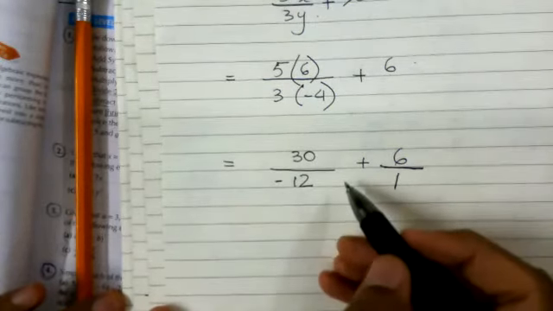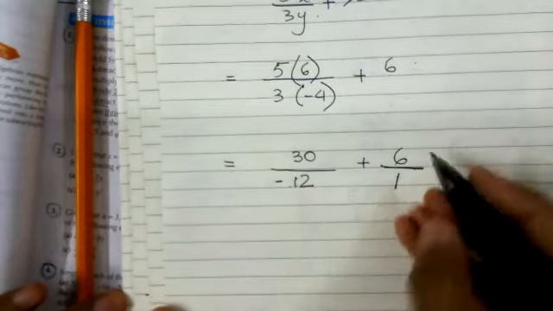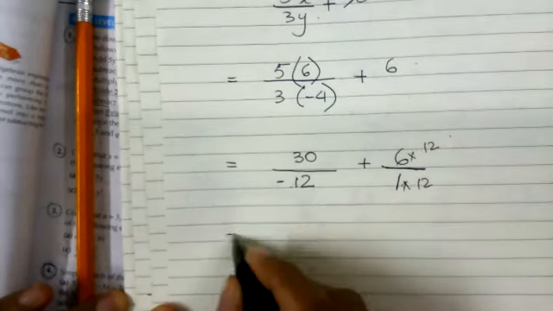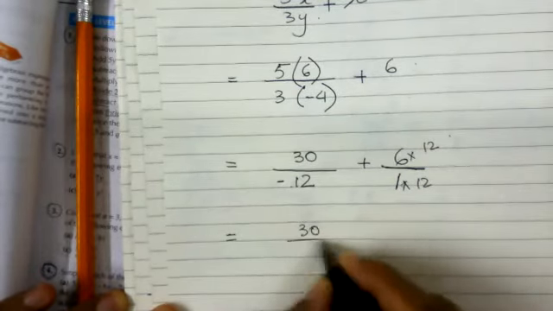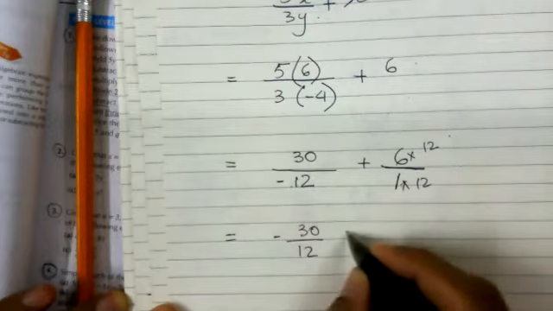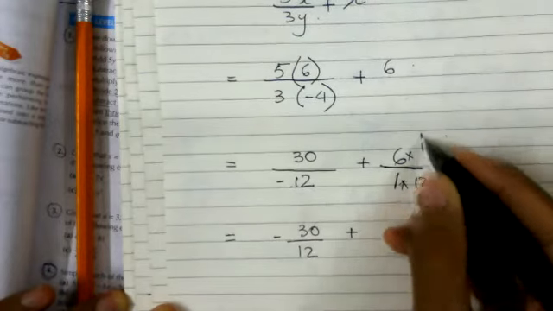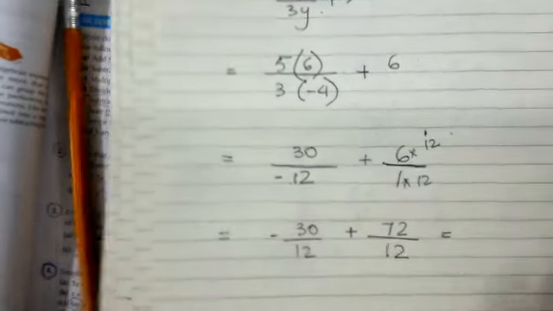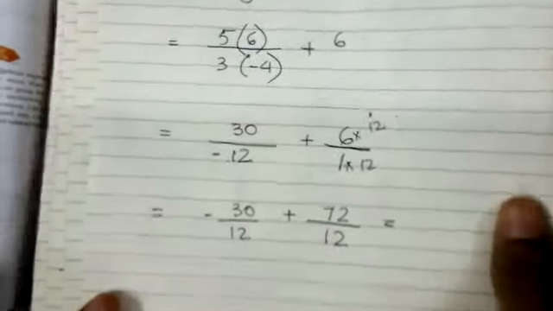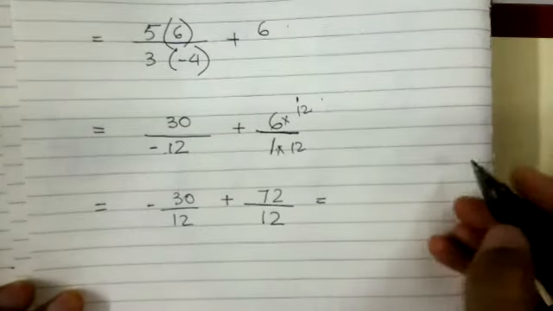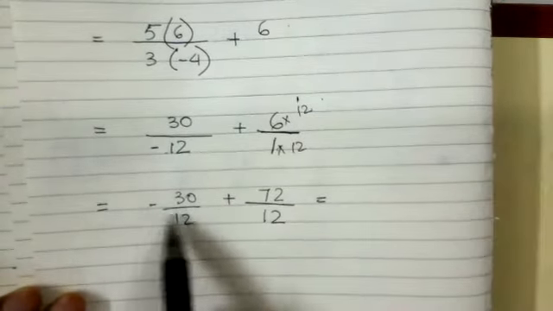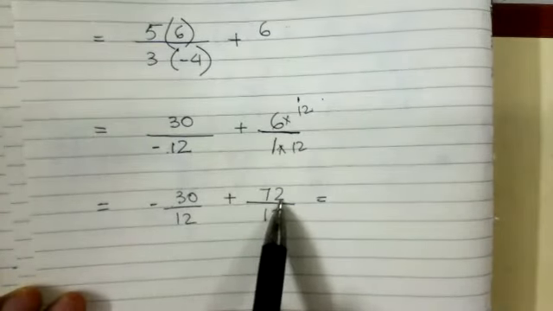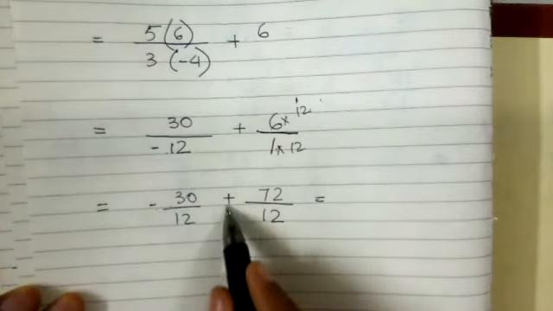12 ones are 12, multiplied by 12. So you'll get 30 over minus 12 plus 72. 6 twos are 12, 6 ones are 6, 72 over 12. Now you will just add 30 plus 72. Should we add? Are you sure? Minus 30 plus 72. No, we have to subtract. Negative 30 plus 72, you have to subtract, because the signs are different.